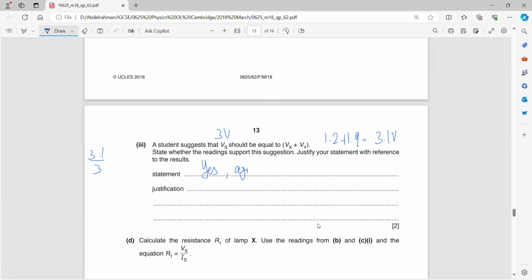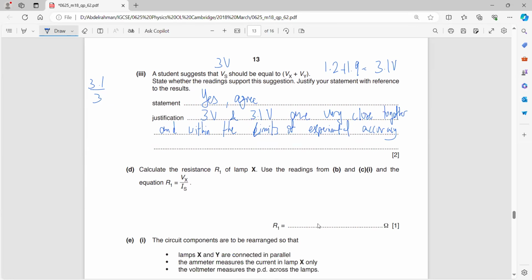Yes, agree. Why? Because the numbers 3 and 3.1 are very close together and within the limits of experimental accuracy. The limits of experimental accuracy. That's it.